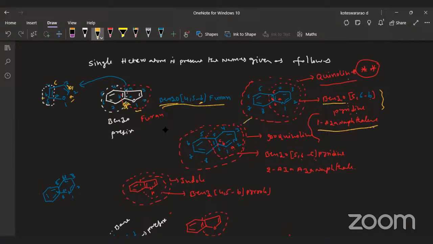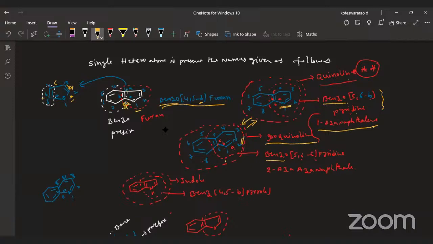These two are structural isomers. One is quinoline and the other is isoquinoline, where the position of the nitrogen changes. Here the nitrogen is at the first position; here the nitrogen is at the second position. Now you can give the numbering 1, 2, 3, 4, 5, 6. The 5, 6 bond is the fused bond. The first bond is A, the second bond is B, and the third bond is C. Therefore, it is named benzo[5,6-c]pyridine.